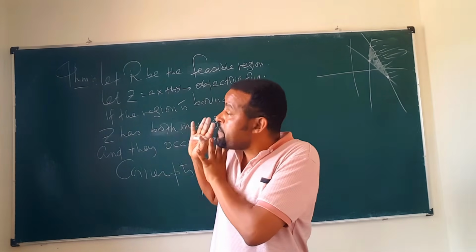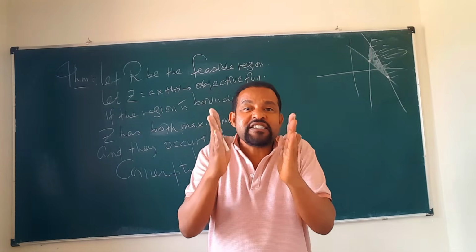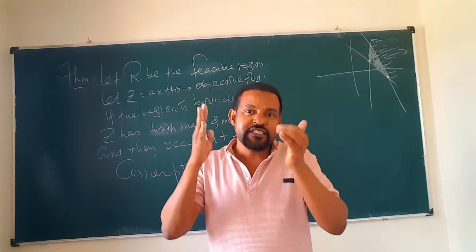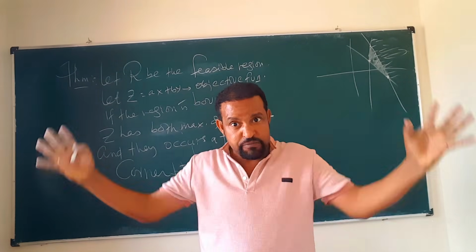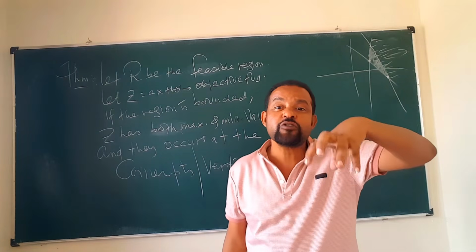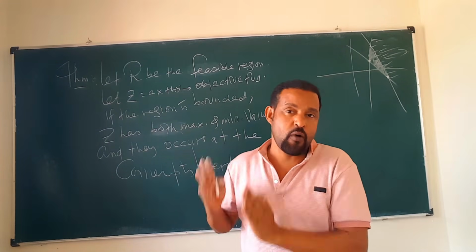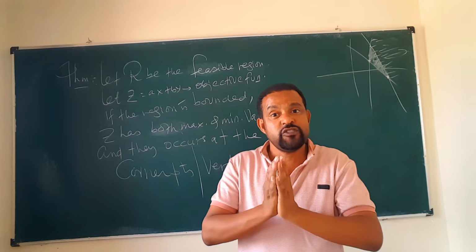To solve a linear programming problem, this theorem is important. What does the theorem say? Suppose R is a given visible region and that is the linear objective function. If that region is bounded, then Z has a maximum and minimum value, and those values occur at the corner points. Accordingly, let's do an example.